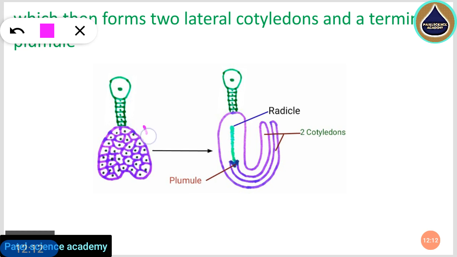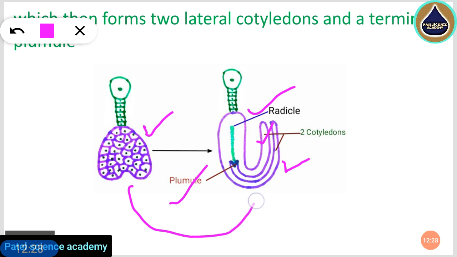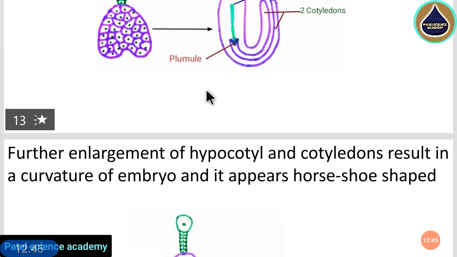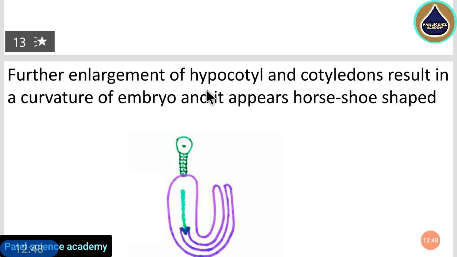So you can see here this heart shape octant now is converting into these two cotyledons. You can observe here this is one and this is the second cotyledon, this is the radicle, as you know, this is the plumule. So these are the changes taking place in this octant stage. Likewise, now two cotyledons have been produced and the plumule is also produced. So the heart shape of this octant now is converted into this structure. Now it goes for further development and further enlargement of the hypocotyl.